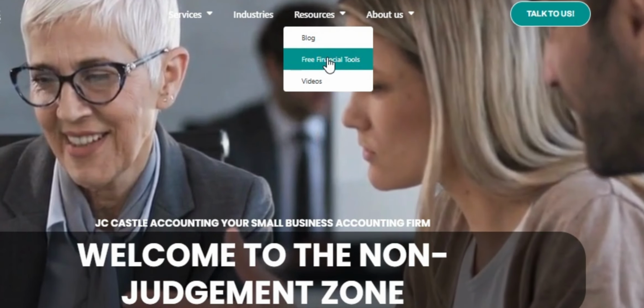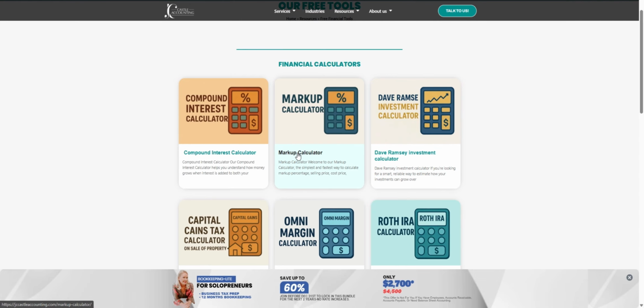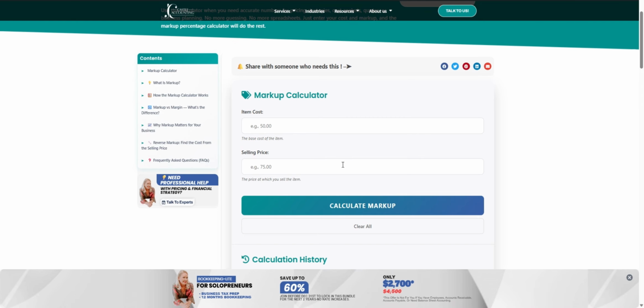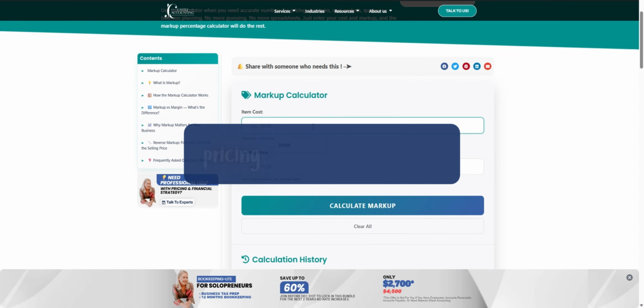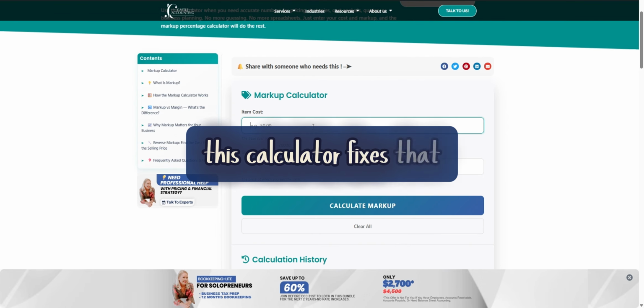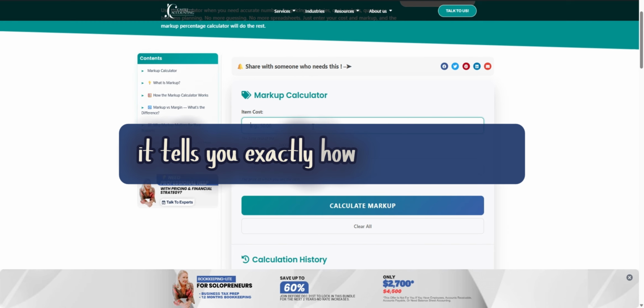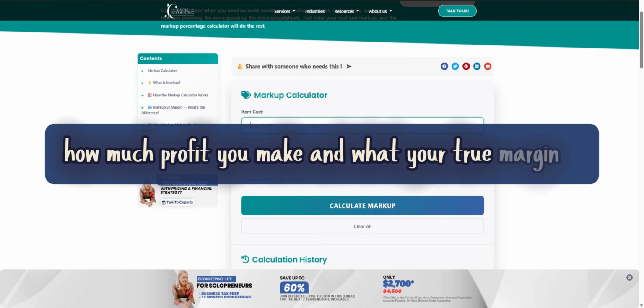Today I'm going to show you one of the most useful tools every small business owner should have bookmarked, our free markup calculator. If you sell products or services, one mistake can cost you money, pricing too low or too high. This calculator fixes that. It tells you exactly how much to charge, how much profit you make, and what your true margin is.